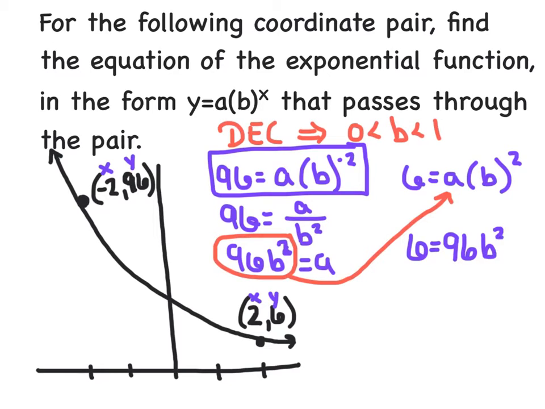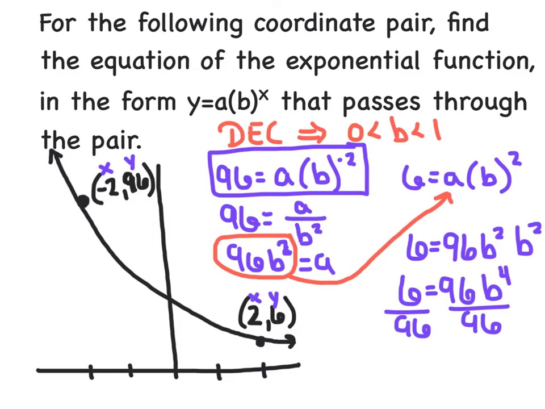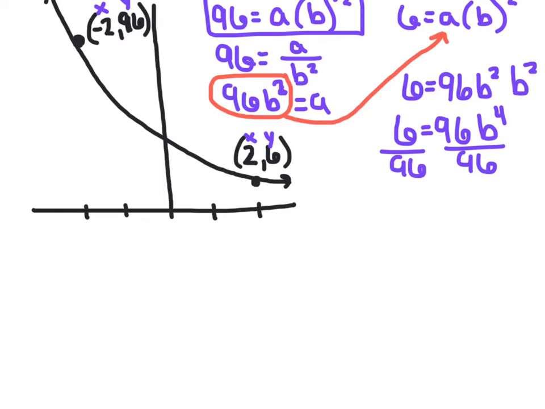96b squared times another b squared. So this is really 6 equals 96b to the 4th, because I added those exponents. Divide both sides by 96, and we're going to have to reduce in this case. If I reduce 6 divided by 96, I reduce it to 1/16 because they were both divisible by 6.